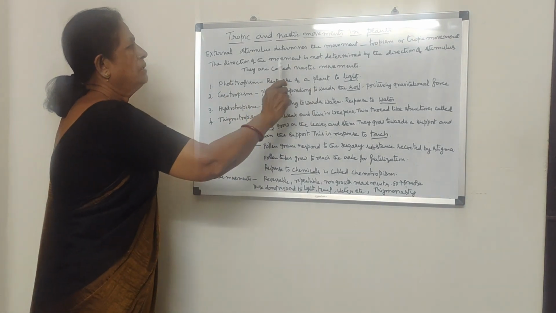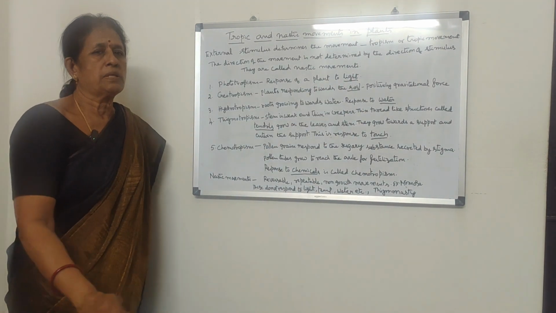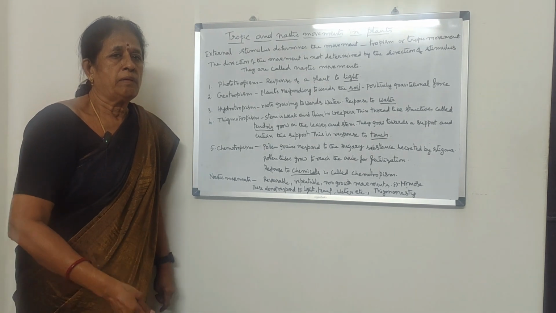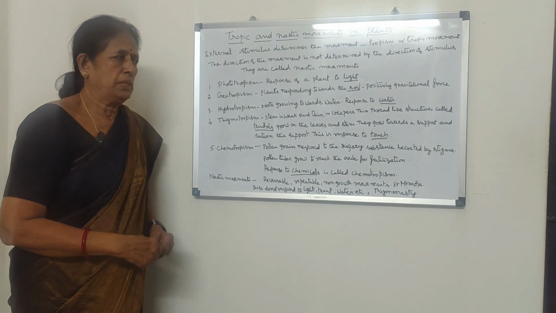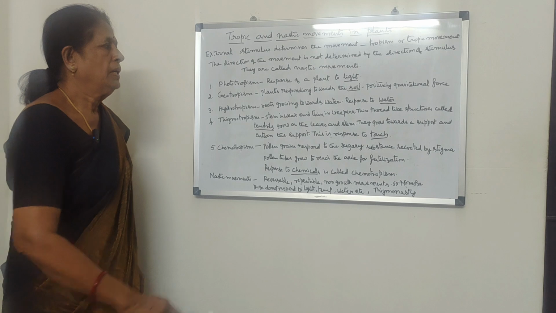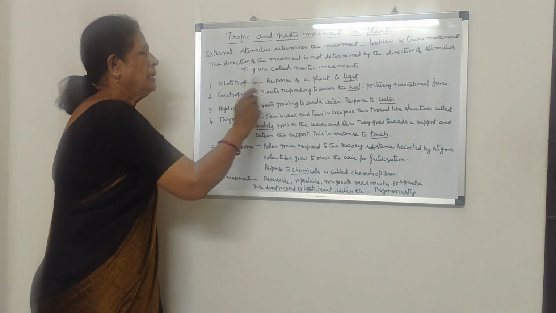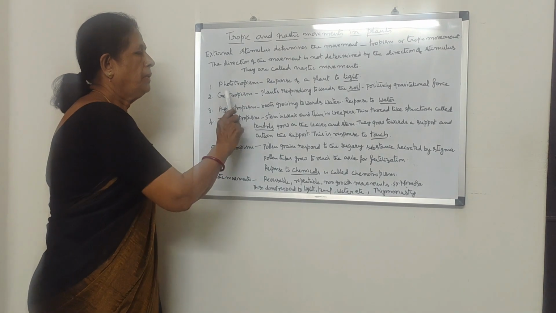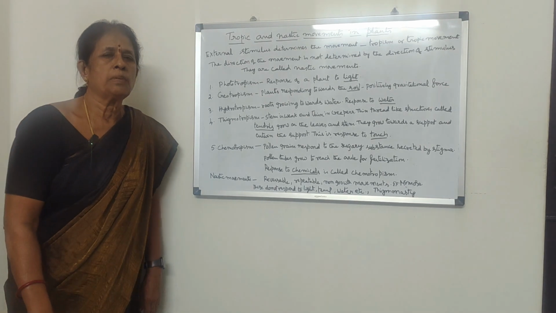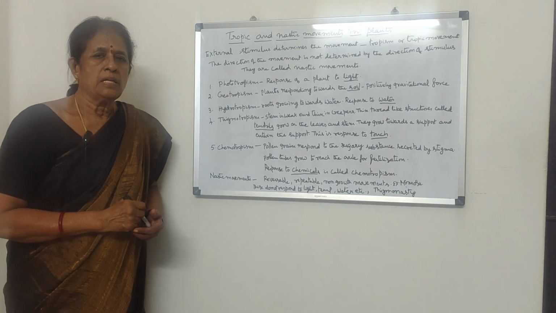Now, let us see what are all the different tropic movements exhibited by the plants. What are the different parts of the plant? How do they respond to the external stimulus and exhibit different movements? So, the first type of movement is called phototropism. Photo means light, so responding to the light. A plant is responding to light. When a seed germinates, naturally what happens? The root grows towards the soil and the stem grows towards the sunlight.